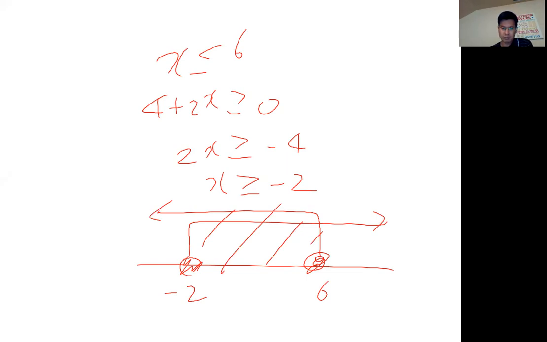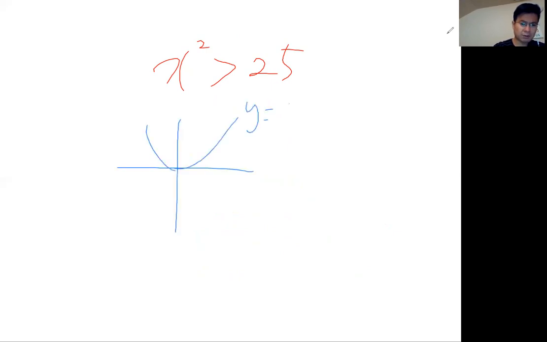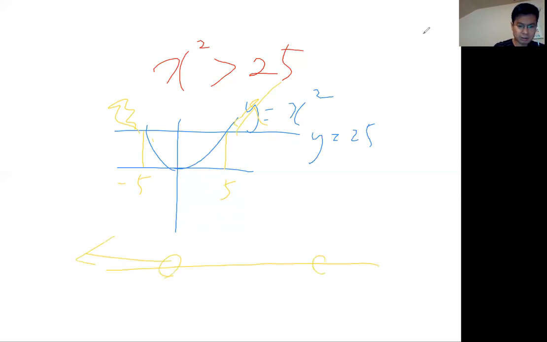Another one is when they ask you x squared is greater than 25. Essentially what you can think about is two different graphs. On the graph, y equals x squared, and this is the 25 line, y equals 25. Then this is greater, so the greater part is this and this part. So these points are minus 5 and 5. So then it has to be a number line like this, and this is 5, and this is negative 5.